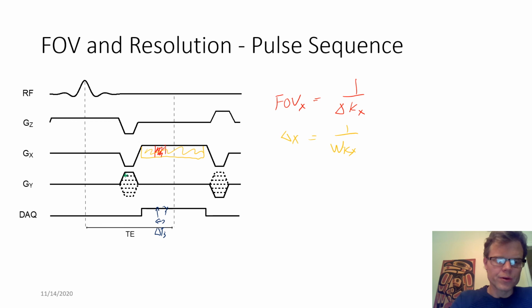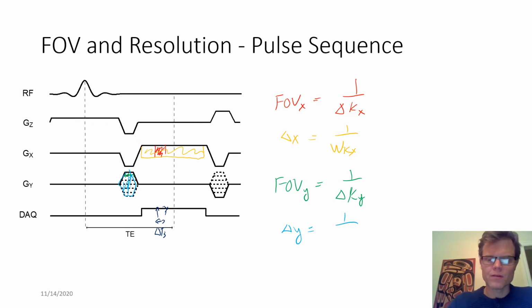The field of view in the Y dimension corresponds to this delta ky based on the gradient increment between TRs. And finally, the resolution in Y depends on this, again, the width that we're traveling in the ky dimension. That's sort of the maximum extent of our gradient variation that's going to occur.